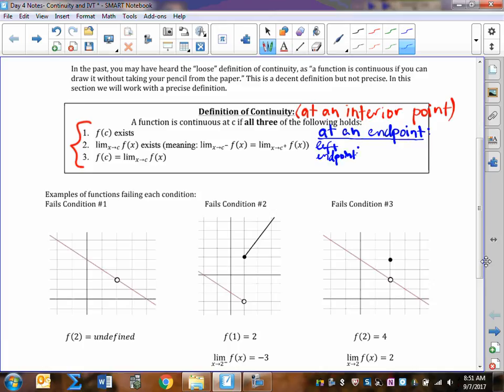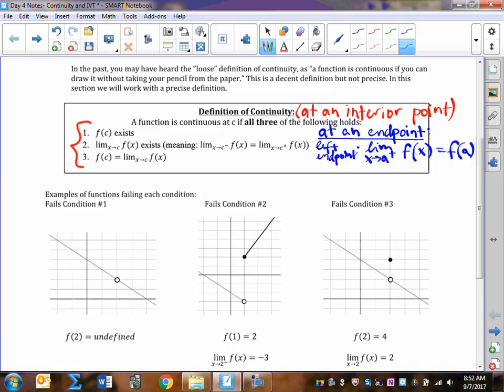So for our left endpoint, what we need to have is the limit as x approaches a from the right-hand side. We're saying that a is the left endpoint of our function. So the limit as x approaches that endpoint from the right-hand side needs to equal the actual function value at a. So it has to equal f of a. So that's my left endpoint.